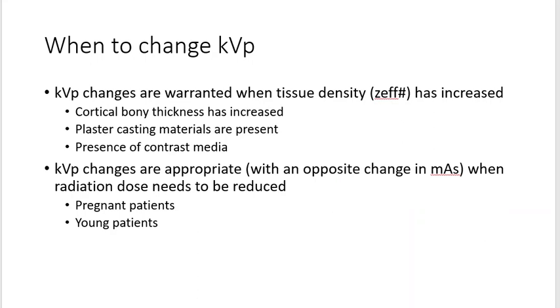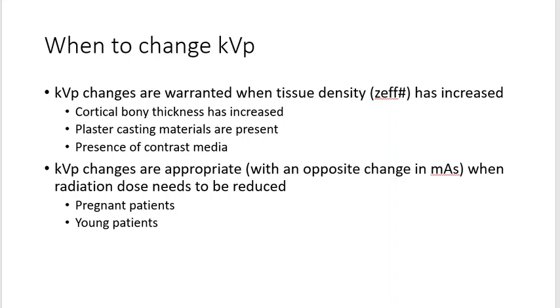and tissue thickness, we're going to use a change in mass. There are times kVp is appropriate. So kVp changes are warranted when tissue density has increased to the point where photoelectric absorption is going to be too great. So if cortical bone thickness has increased dramatically, if patients develop a condition like osteopetrosis that increases the cortical bone, or maybe if you've got a patient with plaster casting, or if they have presence of contrast media, especially barium, then you're going to need to increase kVp to penetrate through those things.